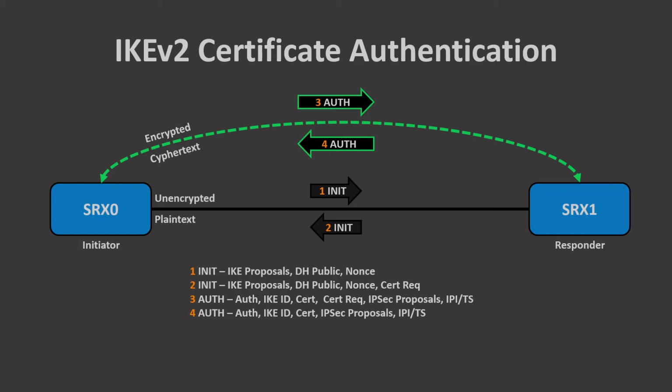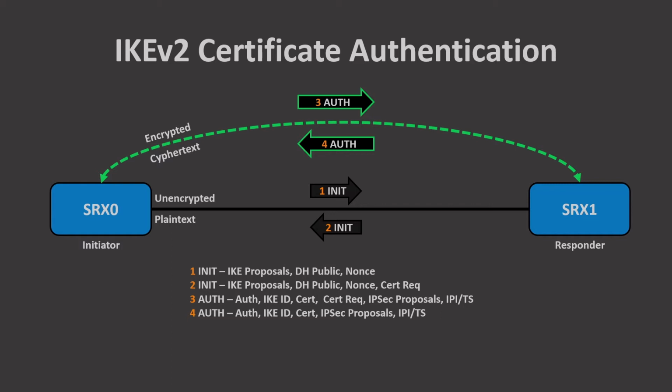SRX1 is going to receive that and is going to reply with its own unencrypted init packet with its IKE proposals, the public part of its Diffie-Hellman, its nonce, and since SRX1 knows that SRX0 wants to do certificate-based authentication, and he knows he himself wants to do certificate-based authentication, he's going to send a certificate request in this second init packet, replying to SRX0.